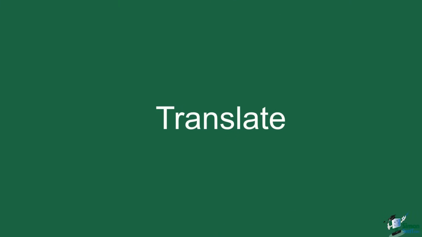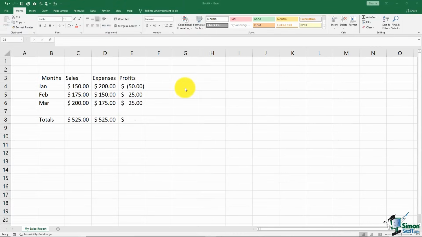Another feature that's new to Excel 2019 is the Translate feature. The Translate feature enables you to take selected text and translate it to a different language. Whichever cell or range of cells I have selected, Excel will go ahead and translate it into another language for me. Let's say I'd like to know what the word months looks like in Spanish.